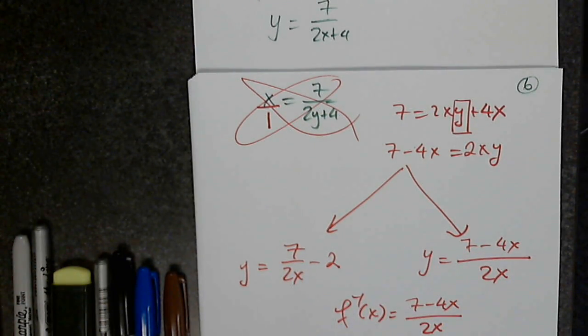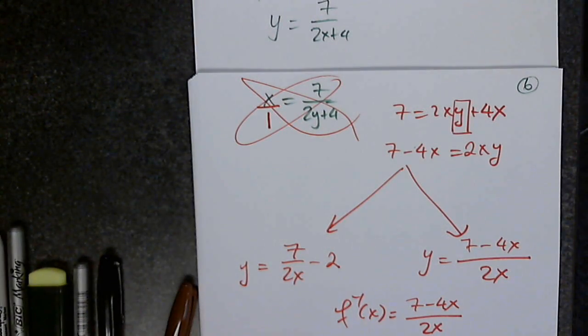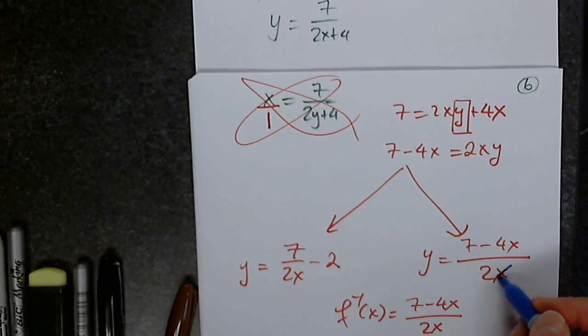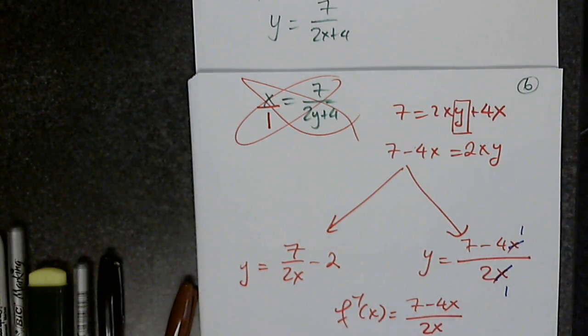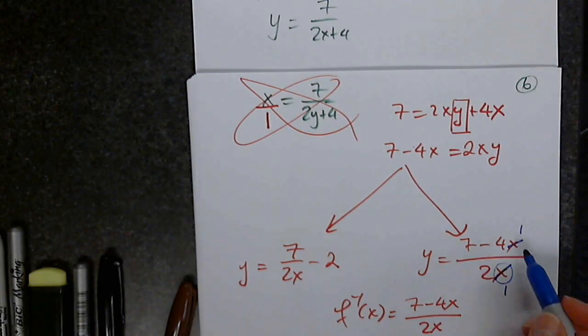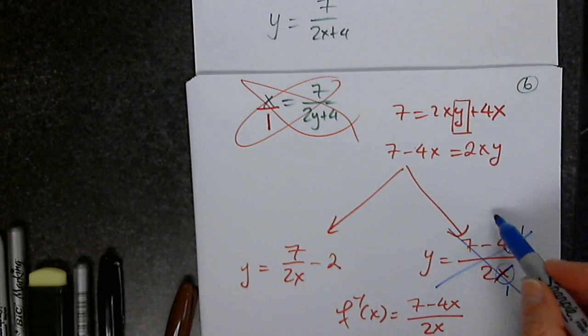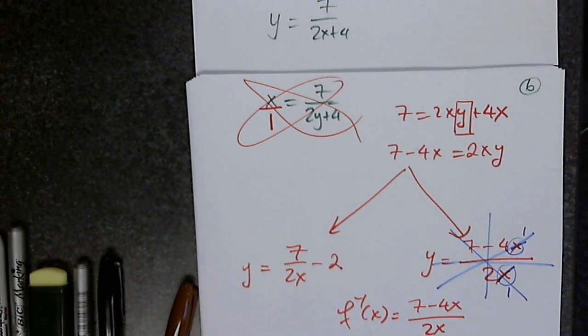What I don't want to see, and that will make me cry, is something like this. And this will make me cry. Why will this make me cry? Terms. Exactly. This x is a factor in the denominator, but this x is not a factor in the numerator. And that would be terrible to do. Okay. Good.